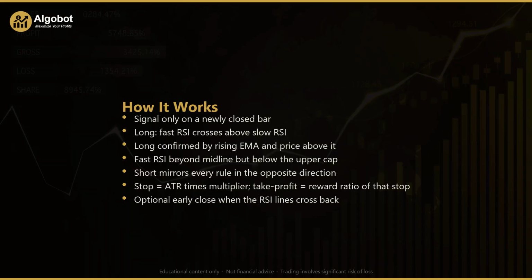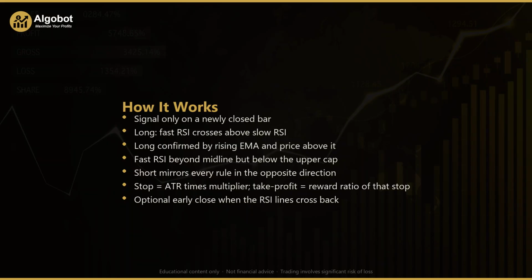That upper cap is important. It keeps the strategy out of already overextended pushes where the potential reward compared to the risk has already collapsed. The idea is to join momentum as it turns, not after it has run its course. A short setup mirrors all of this exactly. The fast RSI must cross below the slow RSI, price must be below a falling EMA, and the fast RSI must be below the midline but not stretched past the mirrored lower cap.